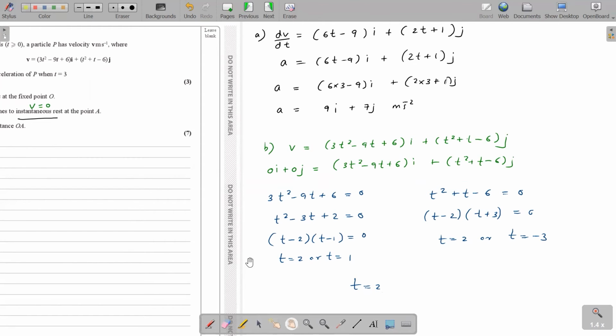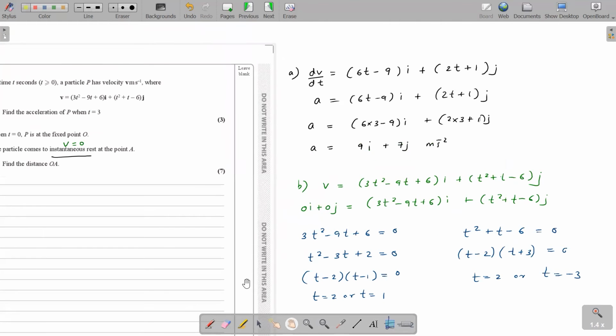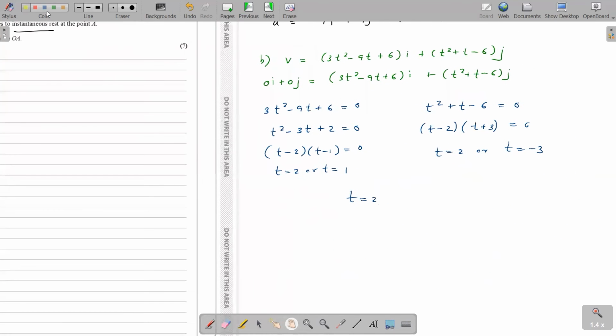Okay. So now using t equals 2, we have to find the distance OA. How do I get distance from velocity? We must integrate. So let's integrate velocity. When you integrate 3t square, integration gives me 3t cube over 3 minus 9t square over 2 plus 6t, this is i, plus t cube over 3 plus t square over 2 minus 6t times j. And then don't forget the plus c.